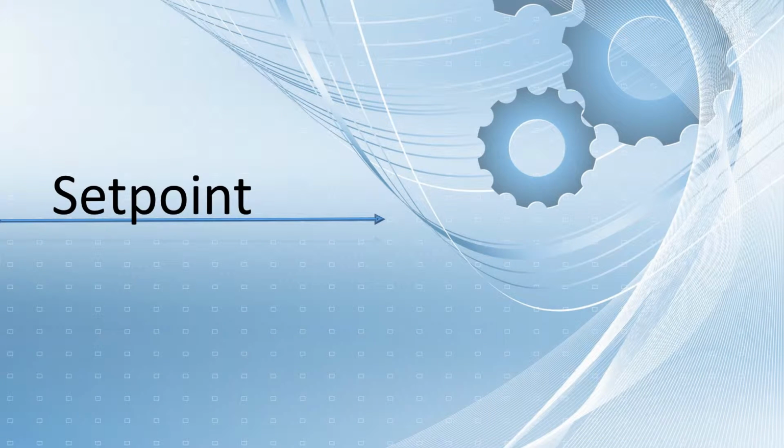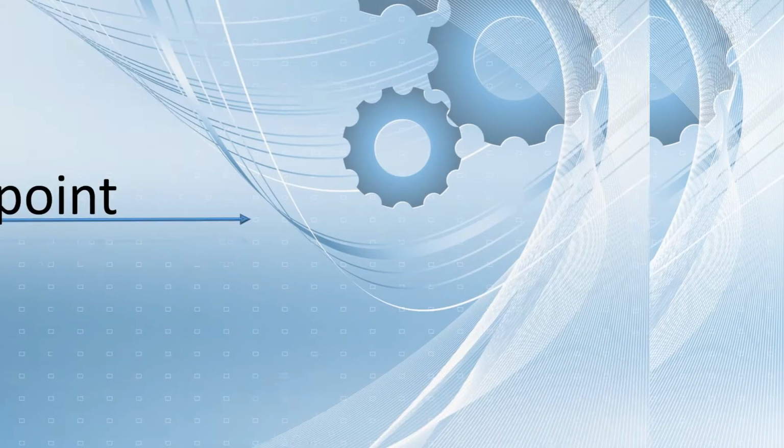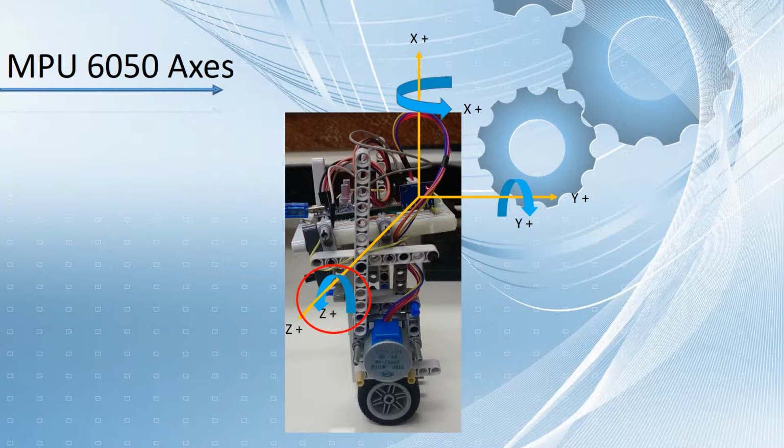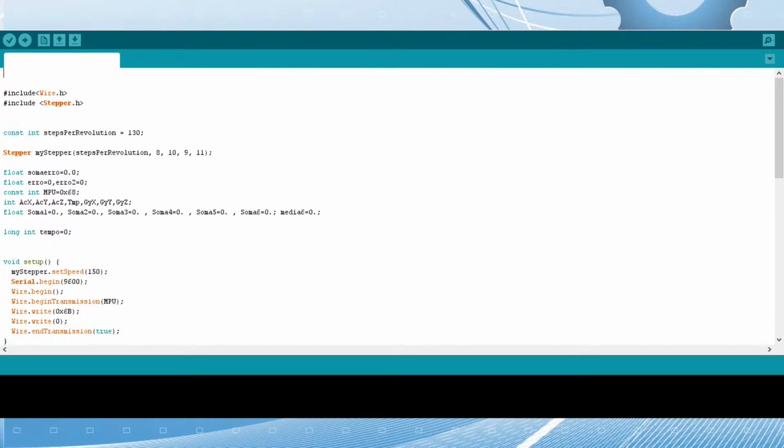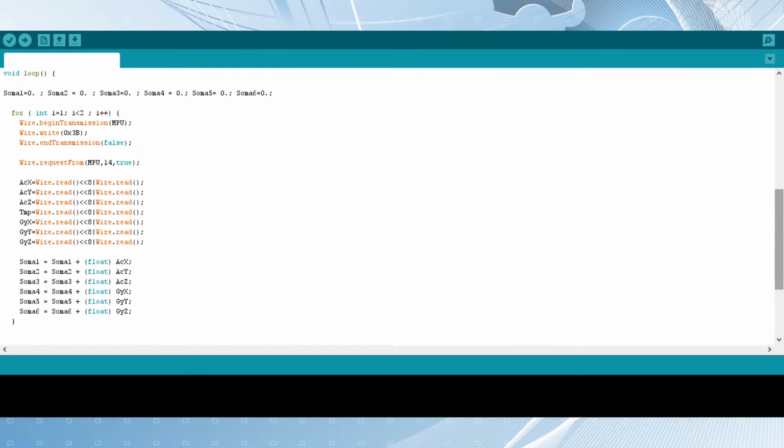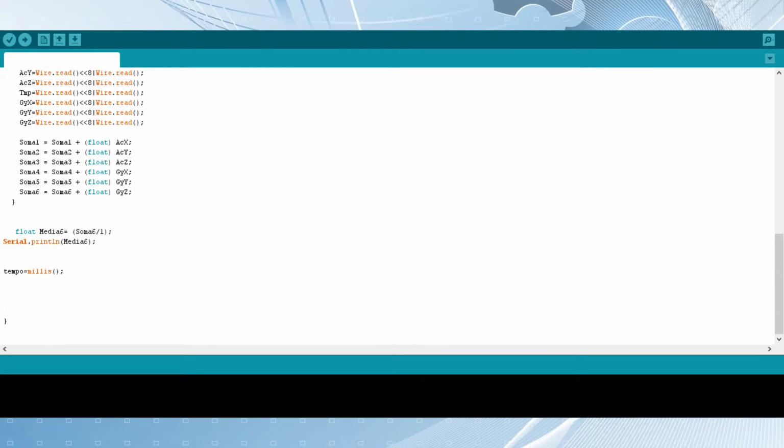Identification. First of all, the value of the set point must be known. Here are the corresponding axes of the MPU 6050 sensor. The robot moves along the Z coordinate of the gyroscope. This is the code used to find the set point value. To do so, the robot is set on its stand position and the average of the coordinates is the set point value.